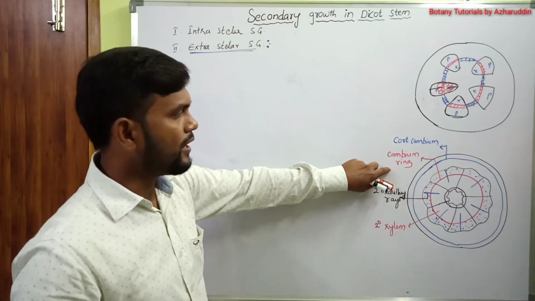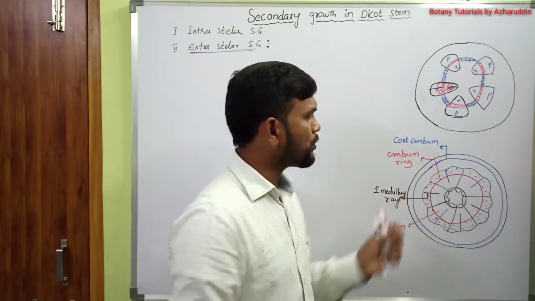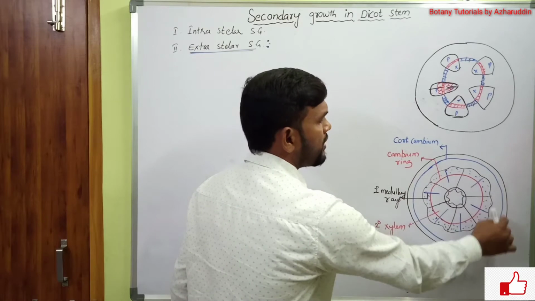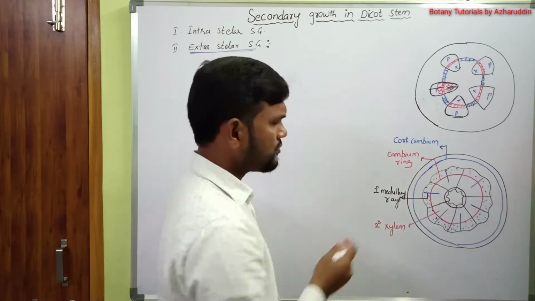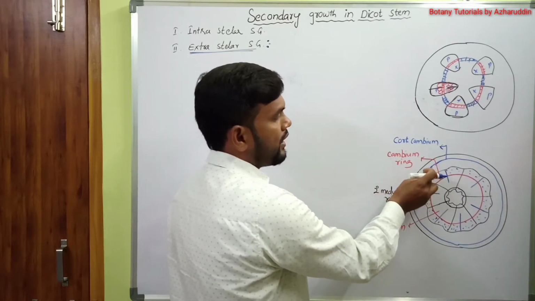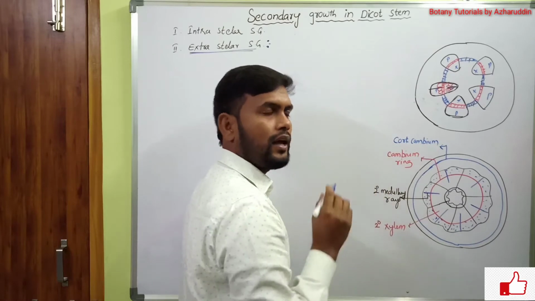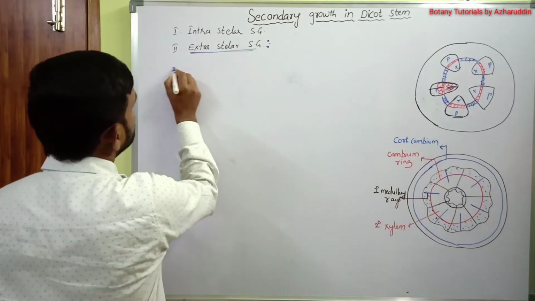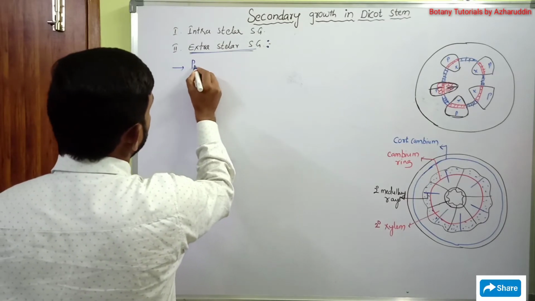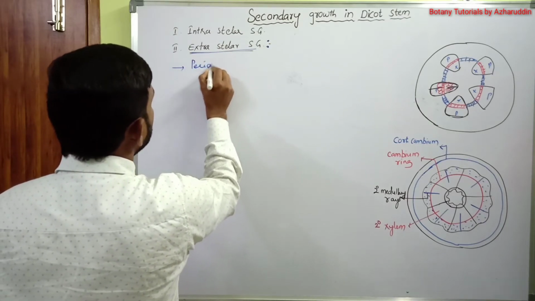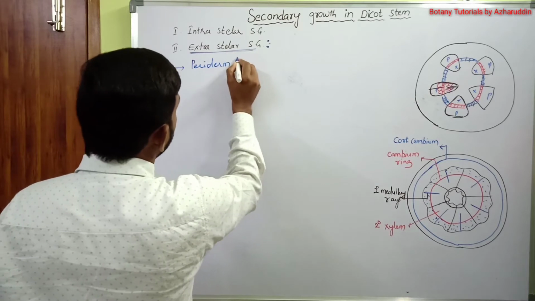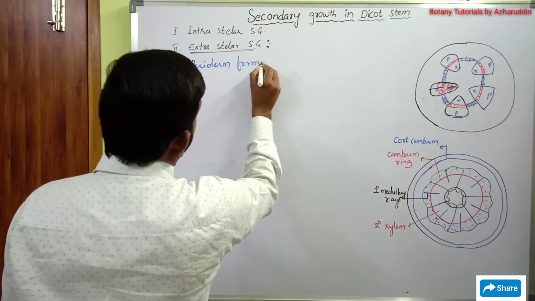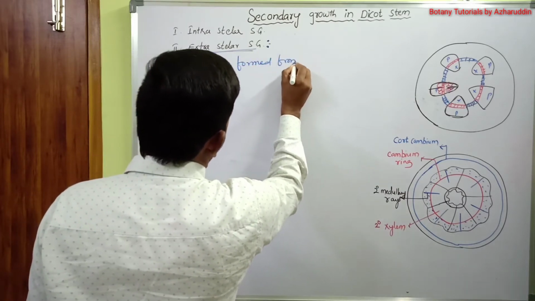In the meanwhile, a secondary protective layer is formed in the cortex region. It is formed from inner or middle cortical layers, which is called periderm. A secondary protective layer, periderm, is formed from the cortex.